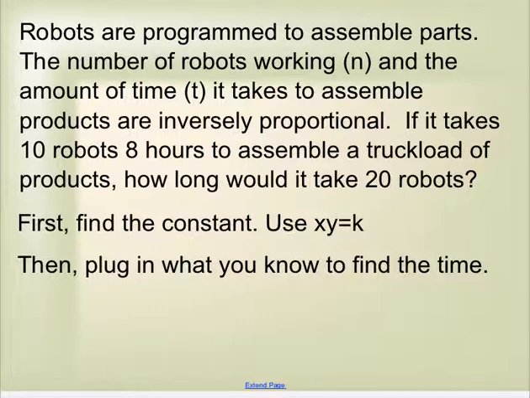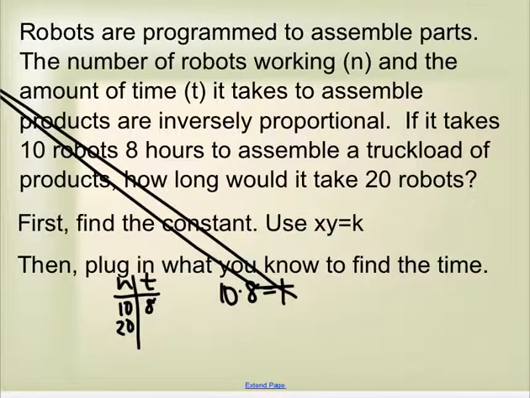So let's set up a little table here, and we are saying I have n amount of robots for t amount of time. In this case, what we know is we have 10 robots for 8 hours to assemble this truckload of parts. So what we want to know is, if I have 20 robots, how many hours would it take? Well, what we can do is plug in to find my constant, and say n and t act like x and y. So I could say 10 times 8 is going to give me my constant. So it looks like my constant is 80.